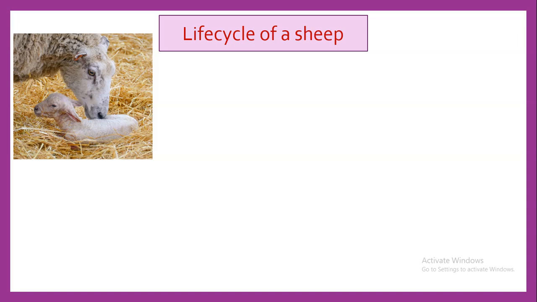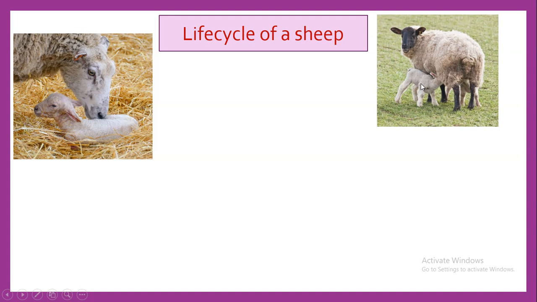Now, the baby grows inside the mother, where it is completely reliant on the mother. This is a newborn. A mother sheep gives birth to its babies or offspring. They produce milk and they breastfeed their babies. Look at this picture here. This sheep is breastfeeding its baby.